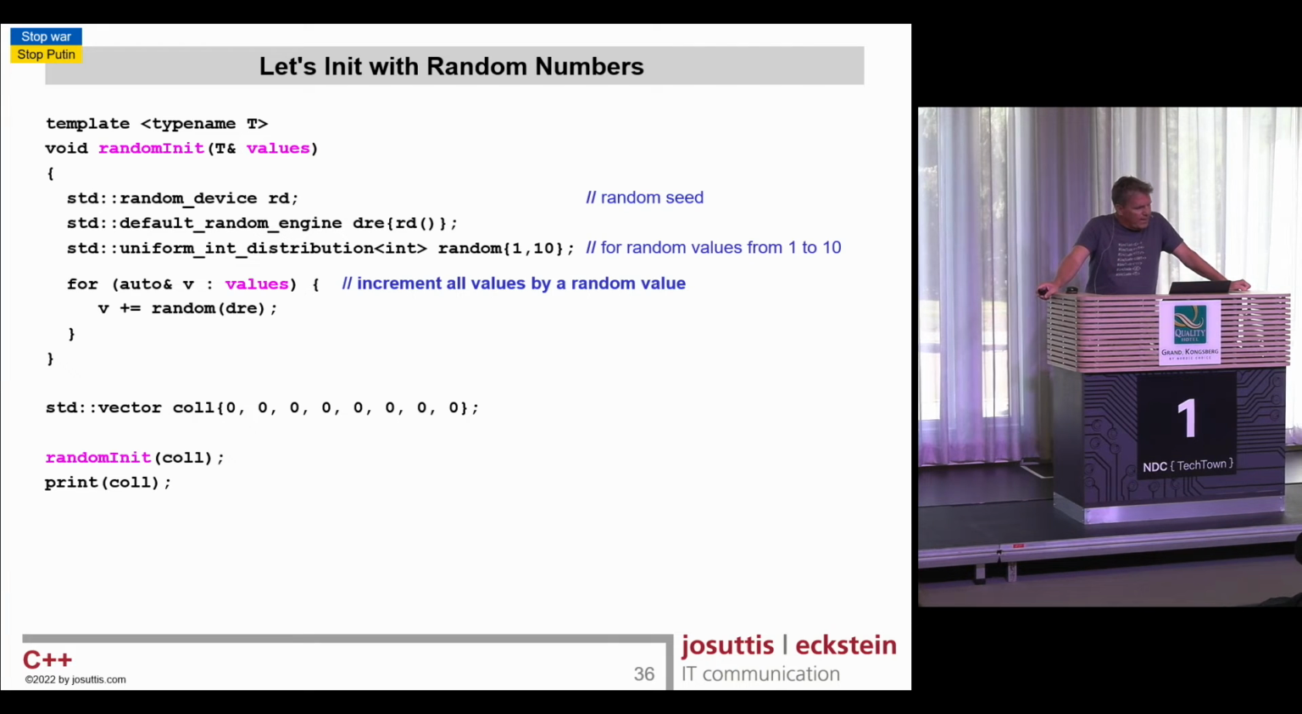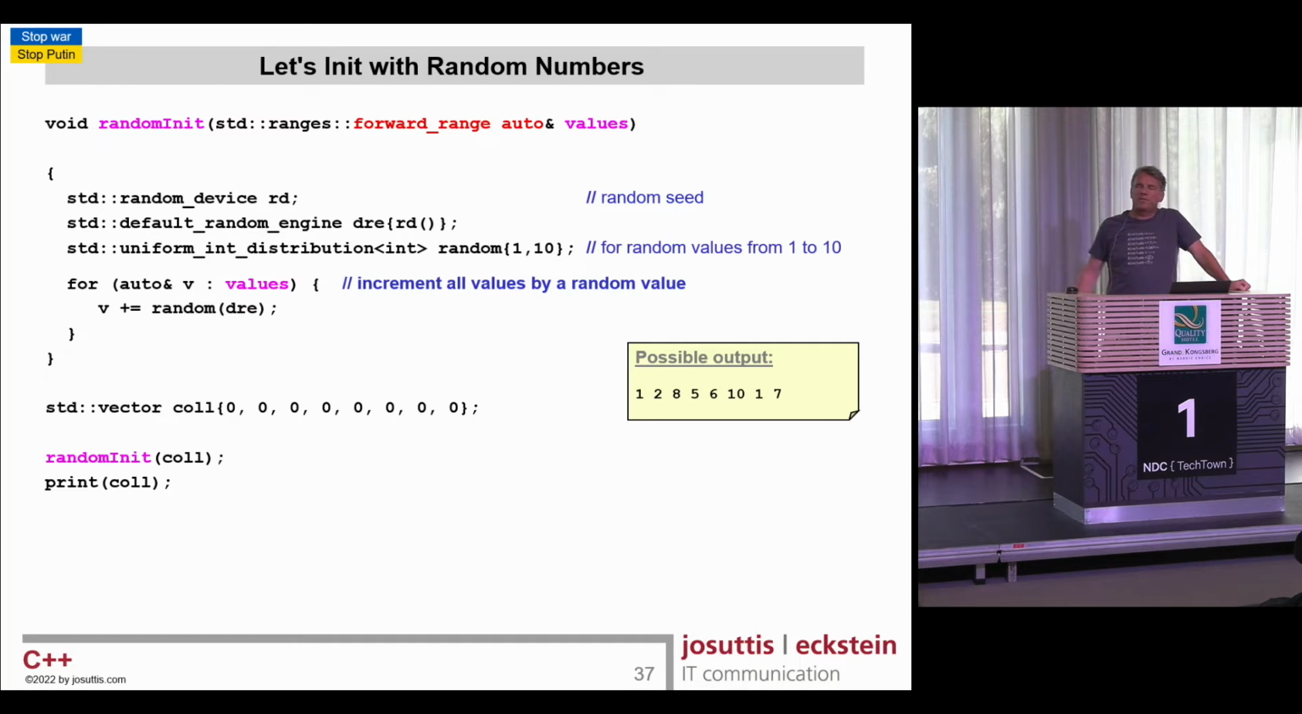It takes all the values as a template parameter. So this is code before C++20. We have to initialize a random device to have random numbers, and then we iterate over the values and add a random value to them. Awesome. Will work.